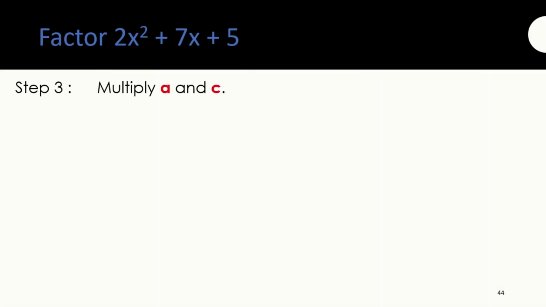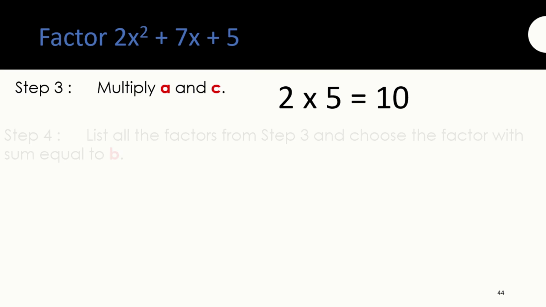Next, step 3, we will multiply A and C. So, dito, ang A natin is 2 kasi siya yung numerical coefficient ng x squared. Then, ang C natin is 5 kasi siya yung constant. 2 times 5 is 10.